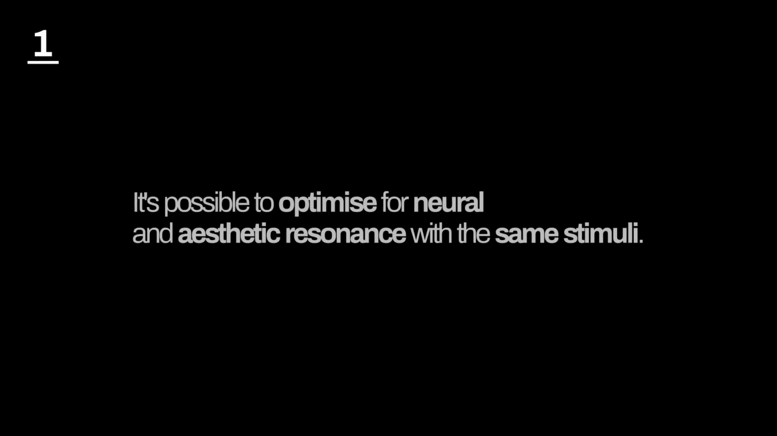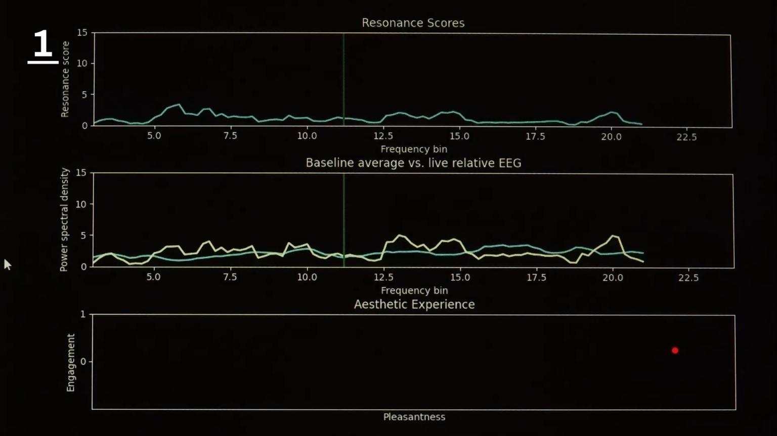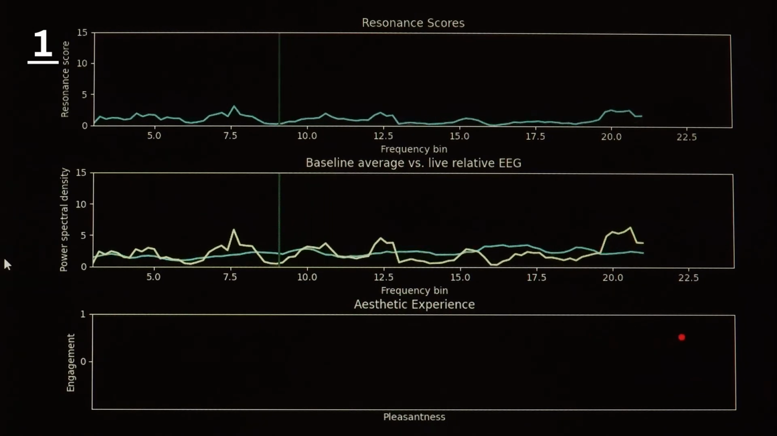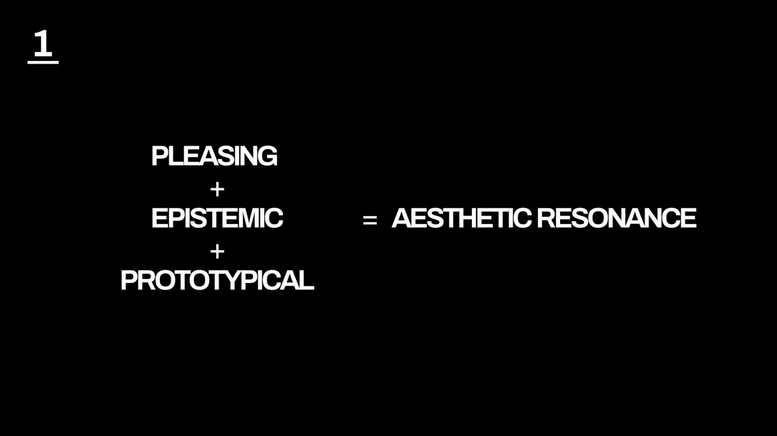Well, to answer the first question, yes, it is possible to evoke both forms of resonance with the same sensory stimuli. By embedding a periodic stimulus, the auditory sine wave I described earlier, in a more complex and changeable soundscape, and expressing its musical properties through the visualization, I was able to optimize for each participant's aesthetic scores, producing aesthetic resonance. Although these scores naturally changed over time in response to the changing audio-visual experience, the average score for both pleasantness and engagement was positive for all participants. Additionally, the questionnaire results showed that both pleasing, epistemic, and prototypical emotions were all strongly and consistently felt by the participants, showing that the experience was aesthetically resonant.